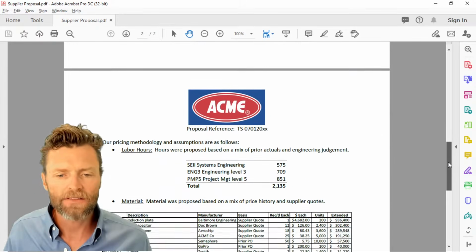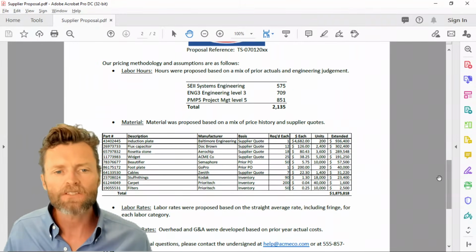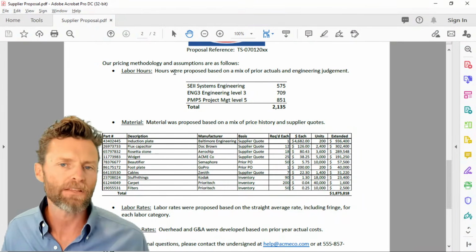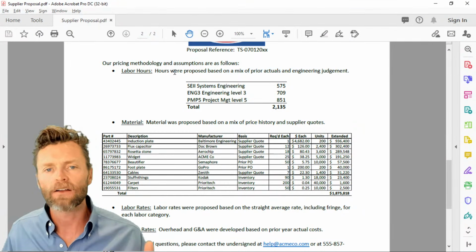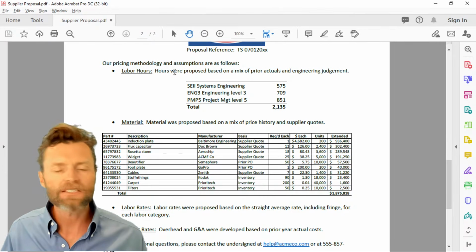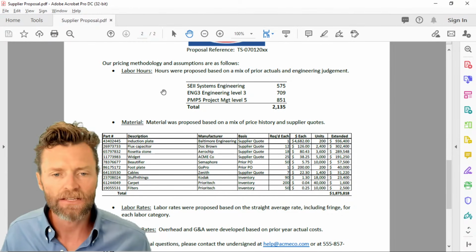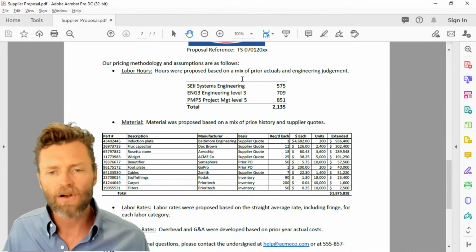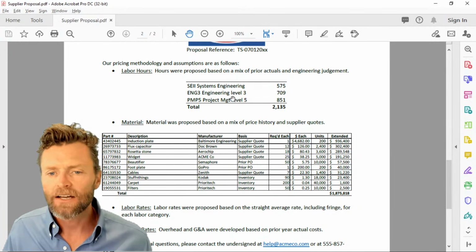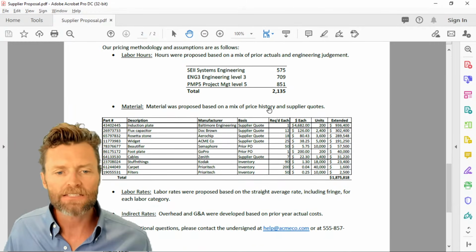As we scroll down on the second page, we see that they also provided some information on their pricing methodology and their assumptions. This is really key. This is going to help us figure out what their basis of estimate is and how they got to the numbers that they got to. So it looks like they explained for labor hours, it was based on a mix of prior actuals and engineering judgment. They've given us hours, which is fantastic.